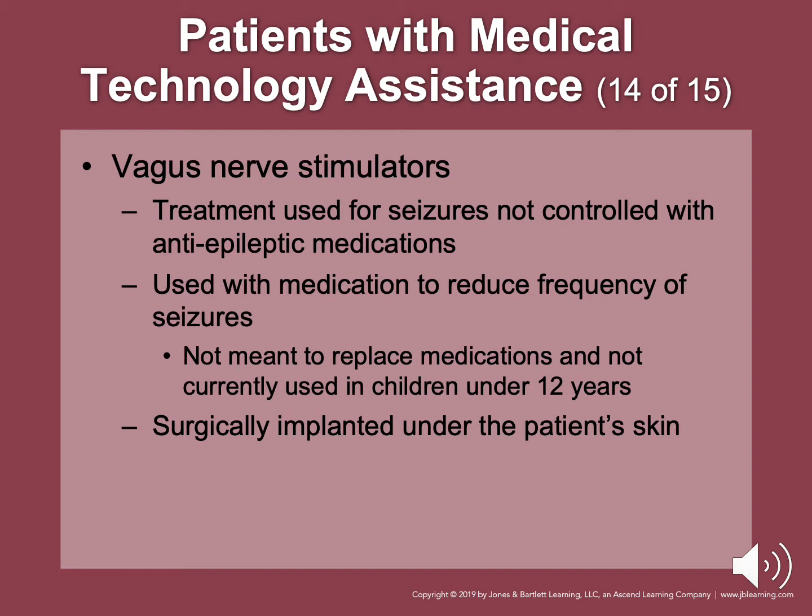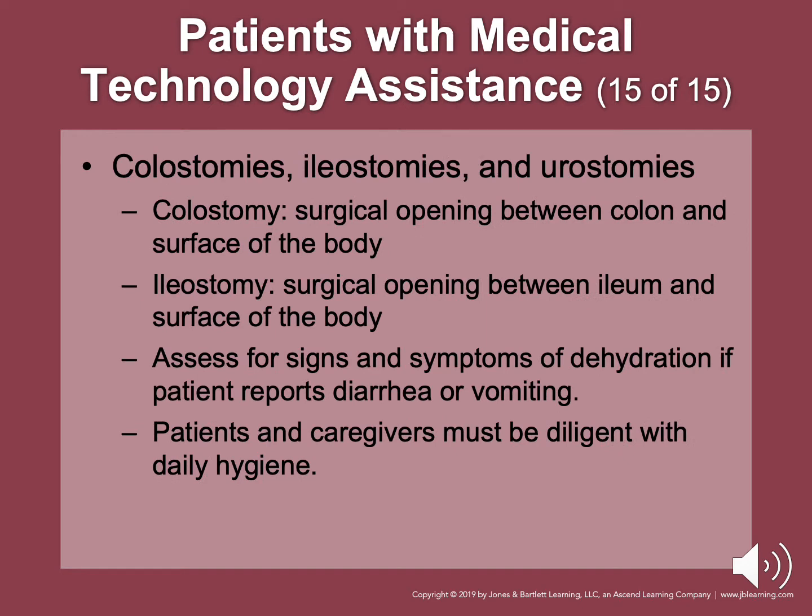Colostomies, ileostomies, and urostomies. A colostomy is a surgical opening between the colon and the surface of the body. An ileostomy is a surgical opening of the ileum and the surface of the body. So assess for signs and symptoms of dehydration if the patient reports diarrhea and vomiting. Patients and caregivers must be diligent with daily hygiene. A urostomy is a surgical procedure that connects the urinary system to the surface of the skin. So be careful with those patients also. Understand what those ostomies do and what the output is coming through those bags.